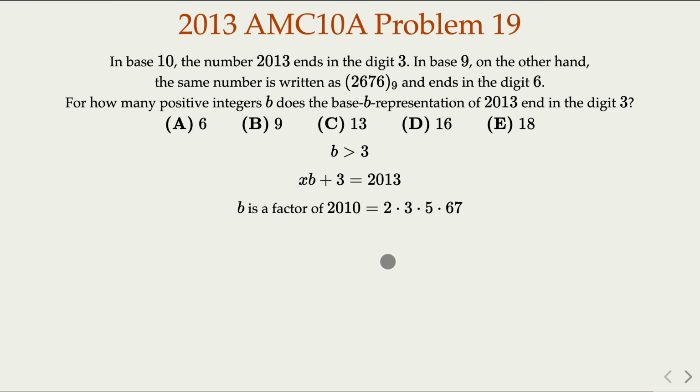However, b cannot be too small. So 16 factors, but b cannot be 1, 2, or 3, because 1 is a factor, 2 is a factor, 3 is a factor, but earlier we said b must be greater than 3. So there is a total of 13 numbers that could be the base. In other words, 2013 in base 5, base 67, base 15, base 10, base 6, all the factors. There are 13 factors. So the answer is C.